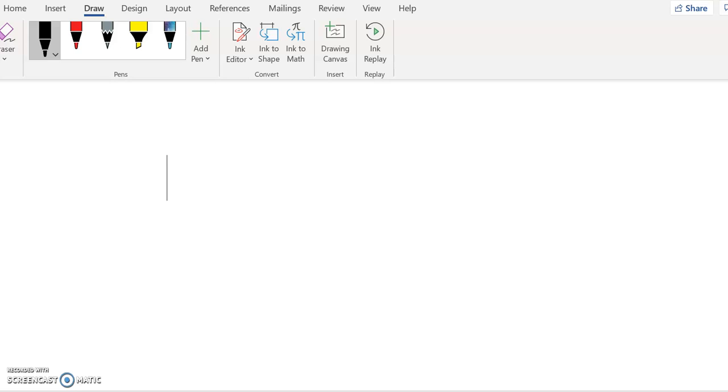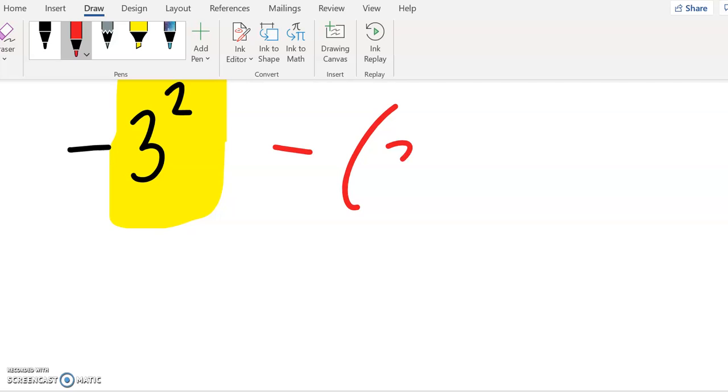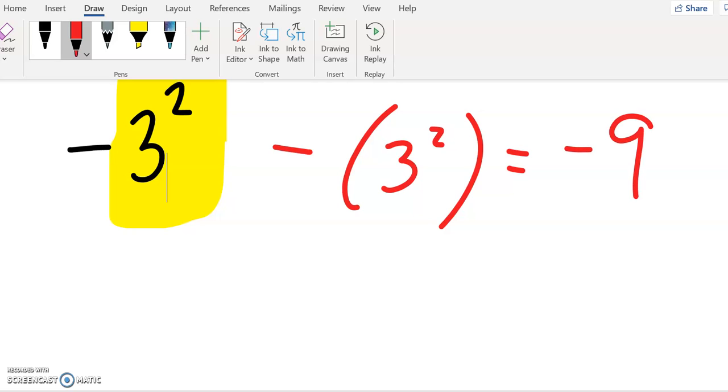Okay, let's talk negative exponents for a minute. So we're going to talk about this in a couple different ways. First things first, if I have a number like -3², if we just look at that, what number is being squared? Well, the 2, right, the exponent is only touching the 3. So this is really the same as -(3²). Well, 3 squared is 9, so this is the same as -9.